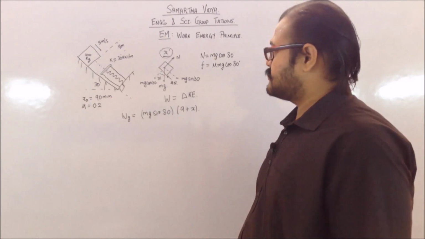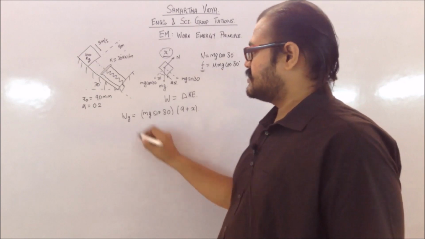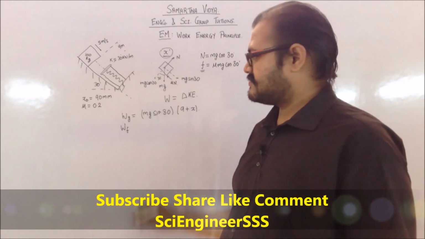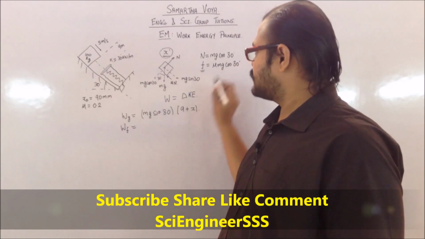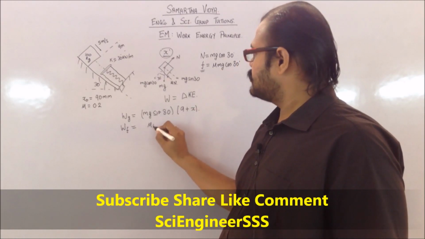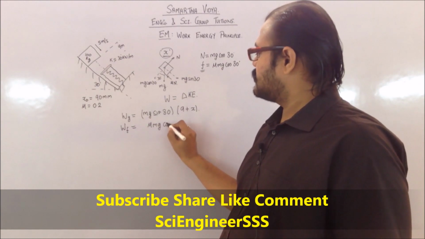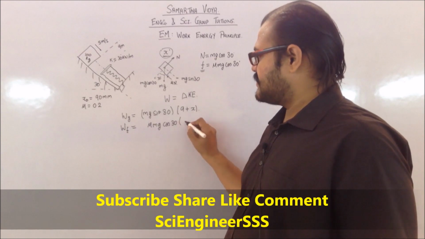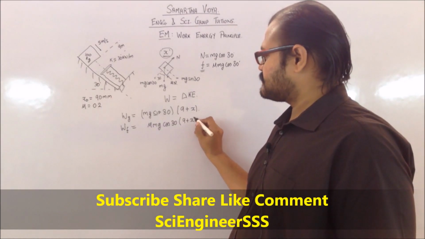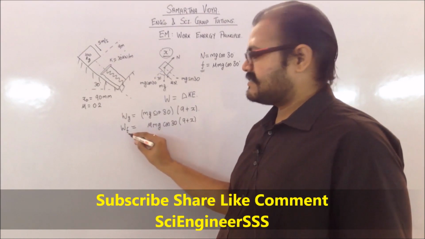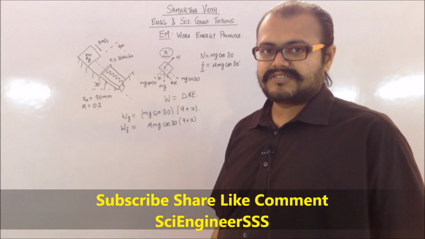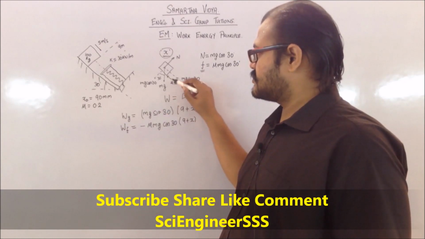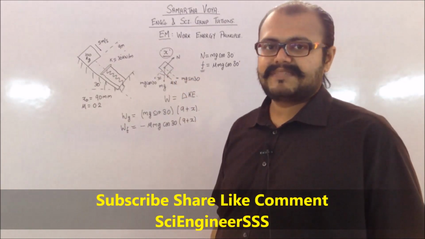Next, coming to the next force, our frictional force. So Wf, the work done by the friction force, is equal to, the frictional force is going to be mu mg cos 30, and the displacement is the same, that is 9 plus x. But you have to understand that my Wf, that is the work done because of friction, is going to be negative, because the frictional force is opposite to the displacement which is occurring.